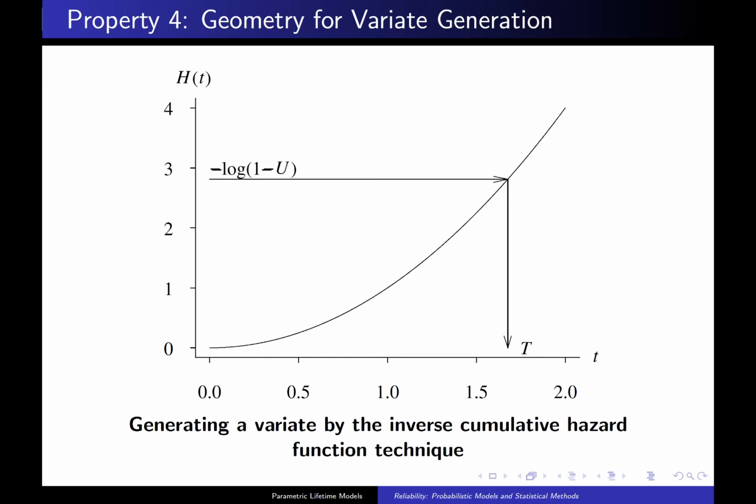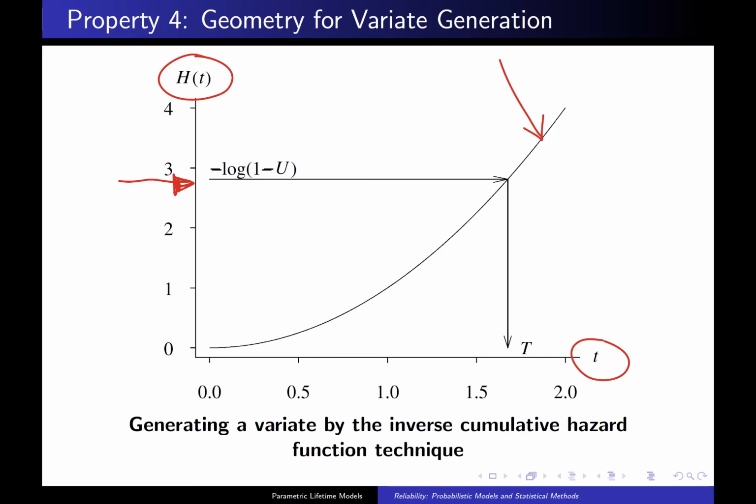Here's the geometry behind this particular type of variate generation. On the horizontal axis, we have time. On the vertical axis, we have the cumulative hazard function. And here is the cumulative hazard function for the Weibull distribution. Well, if I generate a unit exponential random variable, and in this case it looks like we generated maybe 2.8 or 2.9, but that's being generated right here.